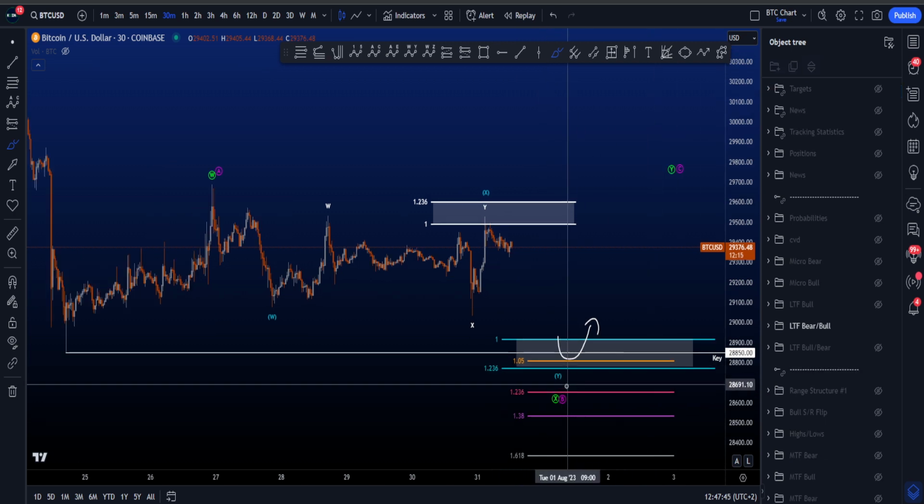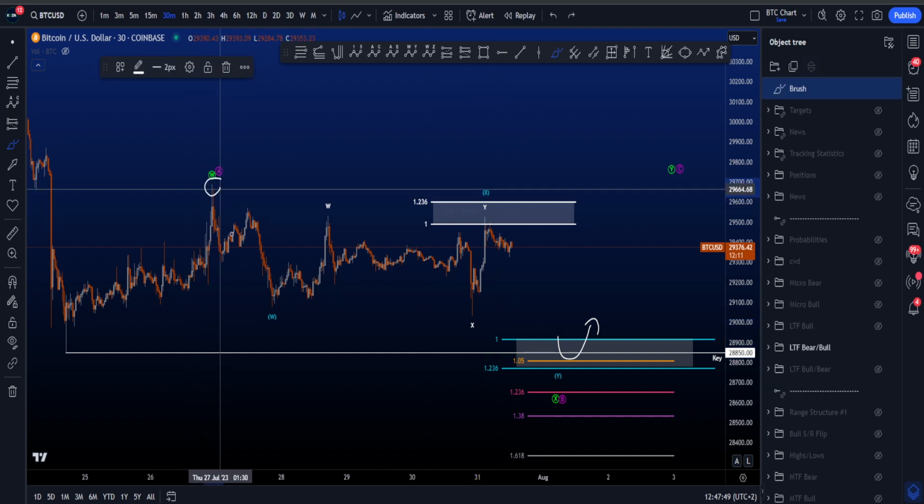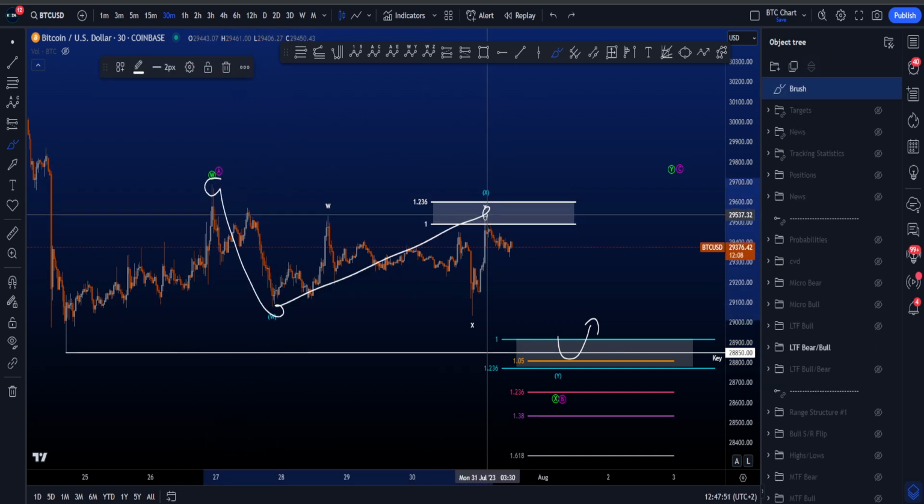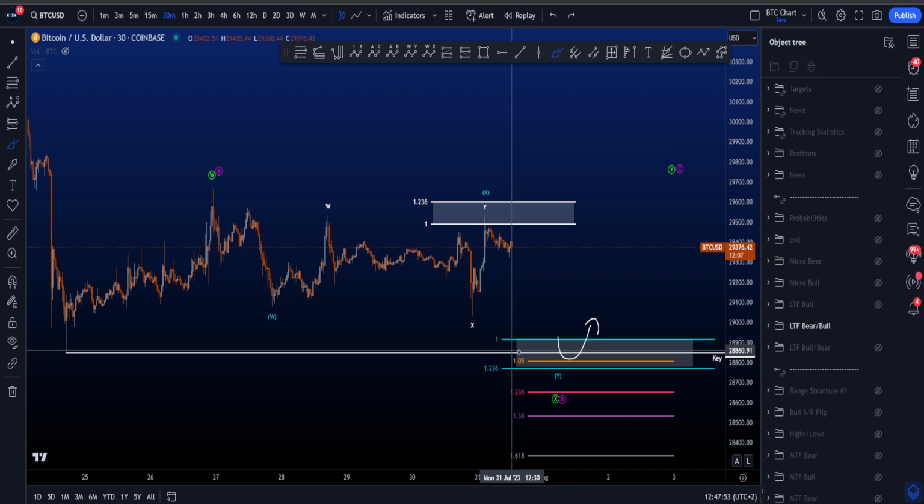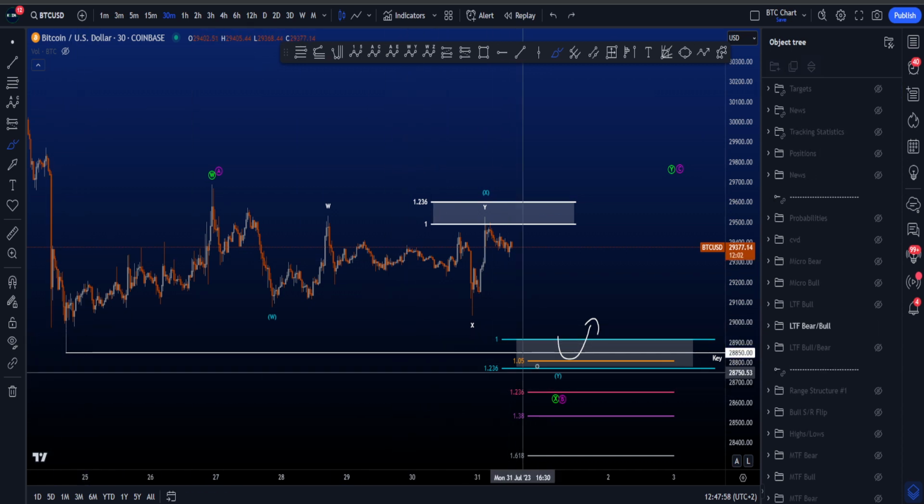Now the most common target area for this wave Y is between the 1 and the 1.236, which is taken from the high to the low of W to the high of this wave X. And as you can see, it is in confluence with the low that we have of this range. So that is quite important.